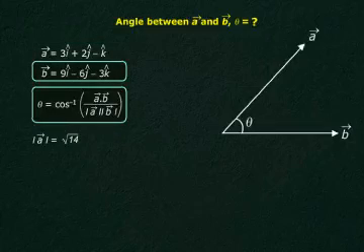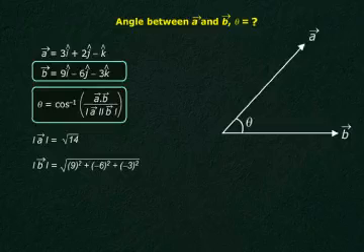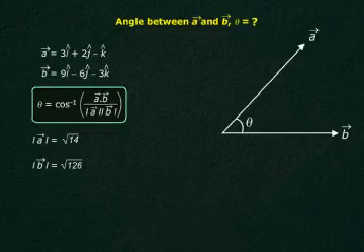Look at vector B now. 9i cap minus 6j cap minus 3k cap. So what is mod of vector B? That is square root of 9 square plus minus 6 square plus minus 3 square, or simply square root of 126. What we now need to do is to find the dot product of the vectors, vector A and vector B.